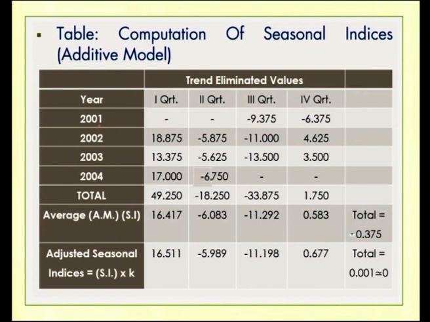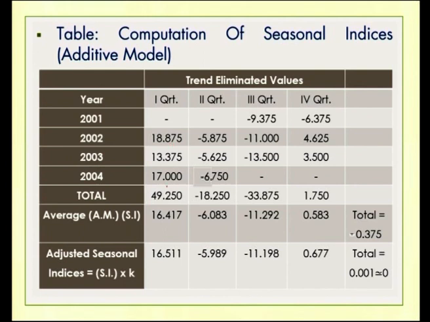isn't it? For 2001, first quarter and second quarter are not available. So, starting from minus 9.375, minus 6.375, and then we end up with minus 6.750. Okay. And the last third and fourth quarter values for the year 2004 is not available.